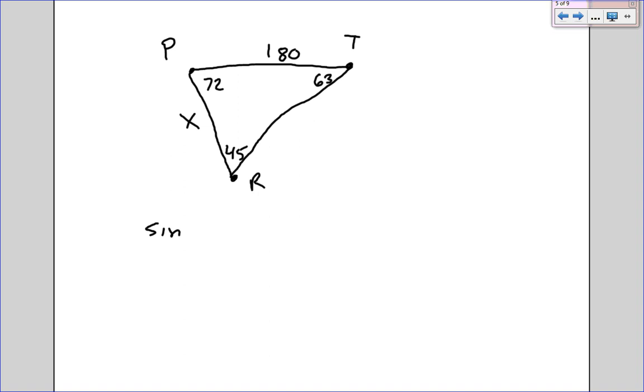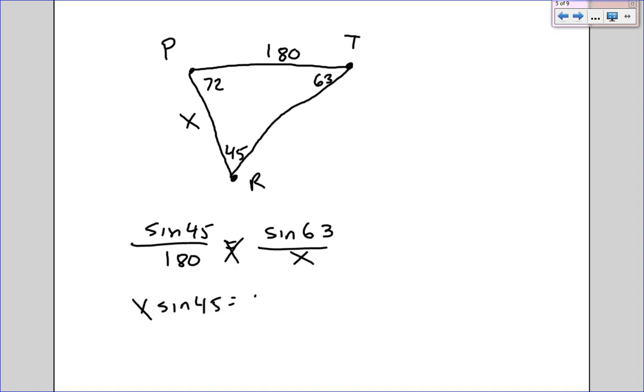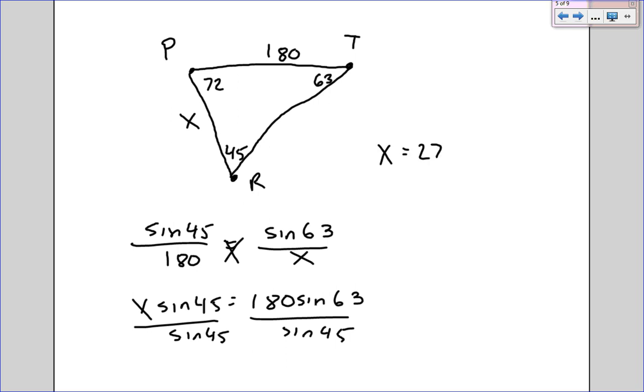So sine 45 over 180 equals sine 63 because that corresponds to x. Cross multiply, so x sine 45 equals 180 sine 63. Now divide by sine 45, of course, on both sides. And make sure you don't forget your parentheses. So 180 sine 63 divided by sine 45 tells me that they are 226.813 meters apart.